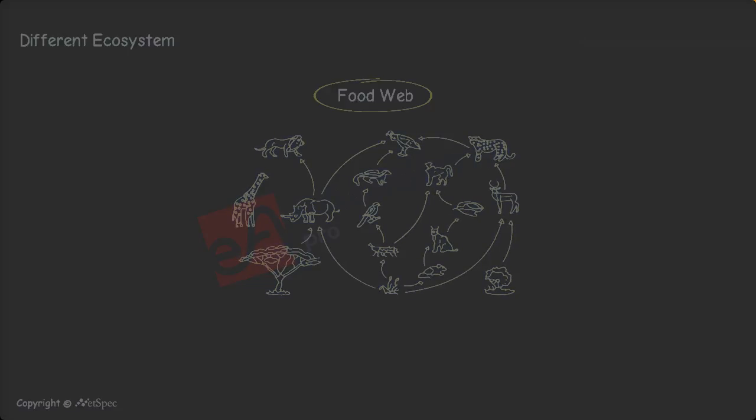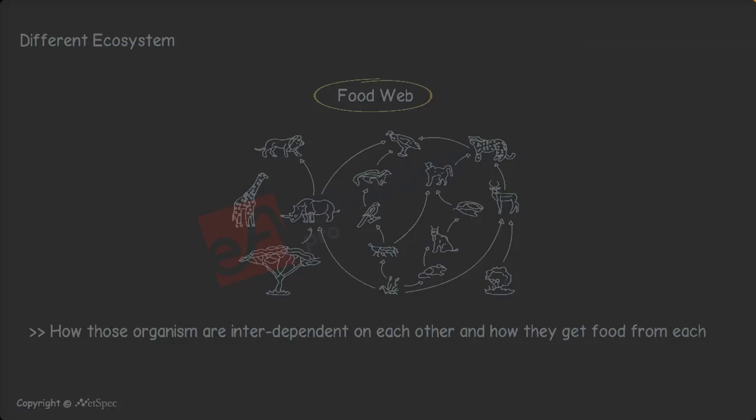In a food chain, we have discussed how organisms are dependent on each other. In forests, is it that only these organisms are present? No. Along with them, there are many organisms present in the forest. How those organisms are interdependent on each other and how they get food from each other can be explained by the term called food web.